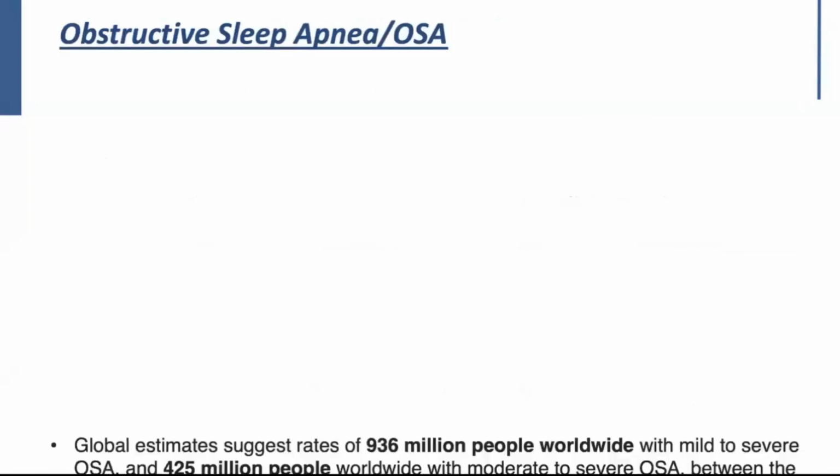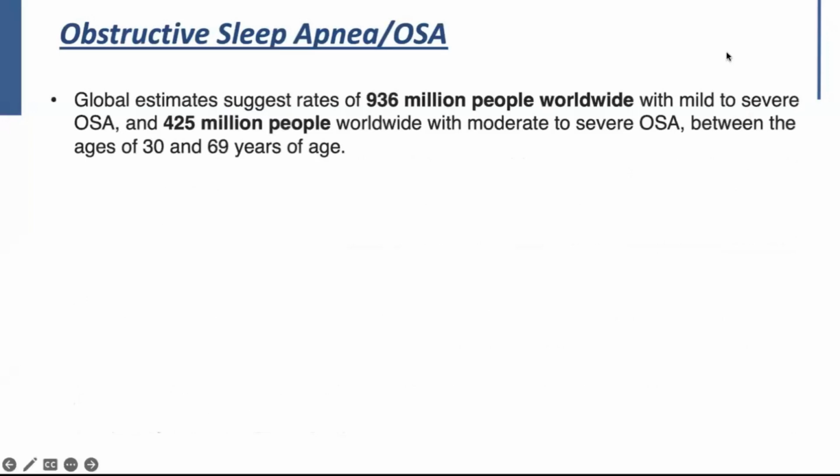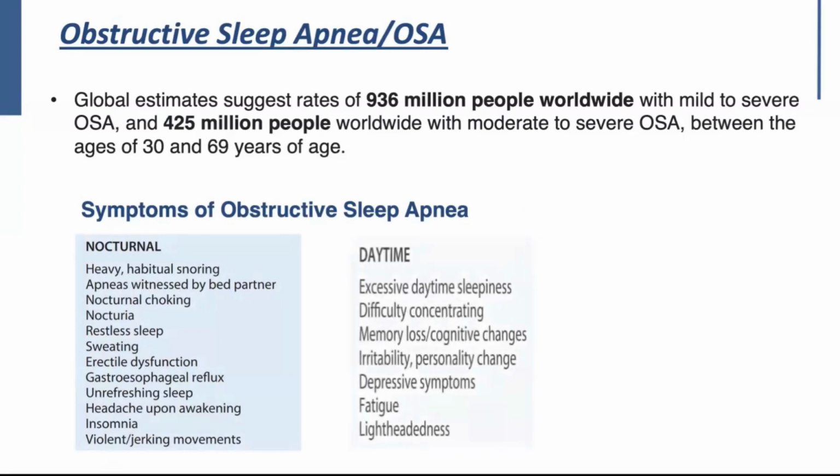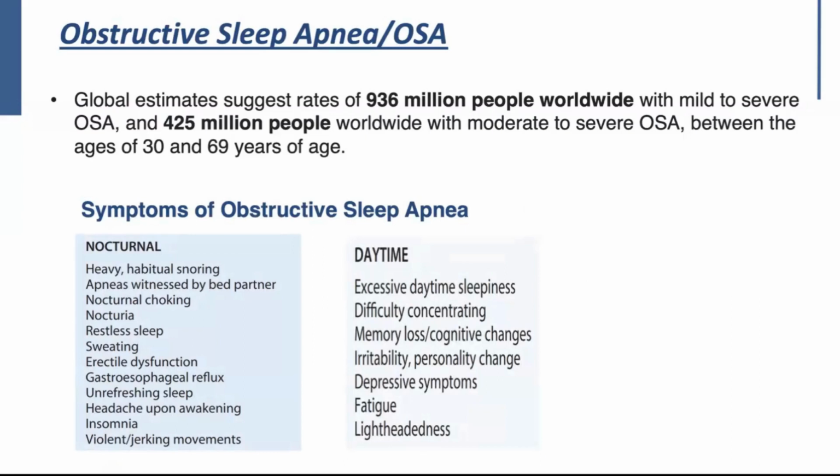Now coming to obstructive sleep apnea, global estimates suggest that around 936 million people worldwide have mild to severe OSA, and 425 million people worldwide have moderate to severe OSA, between the ages of 13 and 69 years. The symptoms of obstructive sleep apnea include nocturnal symptoms such as habitual snoring, nocturnal choking, nocturia, restless sleep, GERD, erectile dysfunction, headaches upon awakening, as well as daytime symptoms of excessive daytime sleepiness, memory loss, irritability, depressive symptoms, fatigue, lightheadedness.